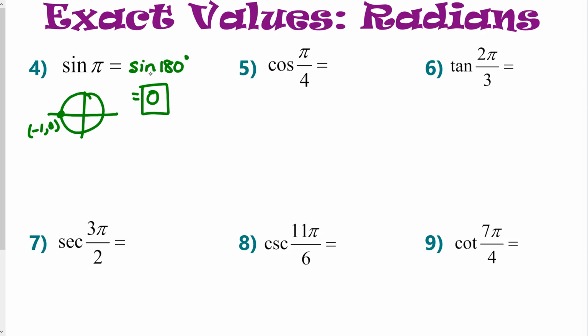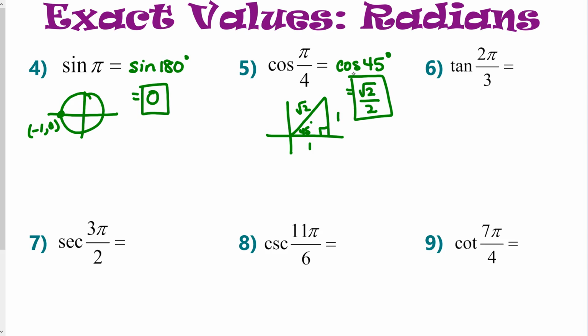Number 5, cosine of pi over 4. Well, pi over 4 is the same as 45 degrees. Pi over 4 radians equals 45 degrees, so we make that conversion, and then we can draw our reference triangle with a 45-degree angle, sides 1, 1, square root 2, and the cosine is 1 over square root 2. Rationalize that, and we get square root 2 over 2.